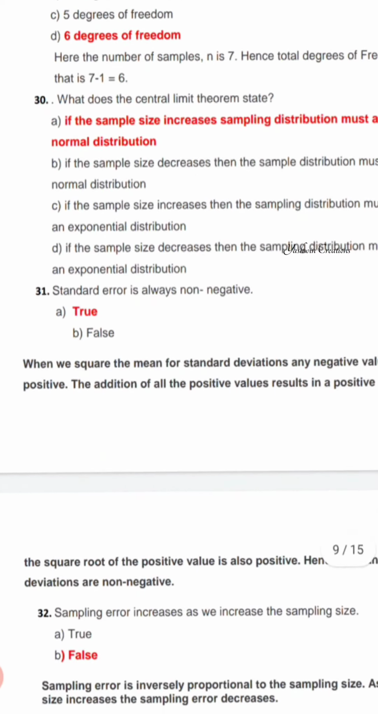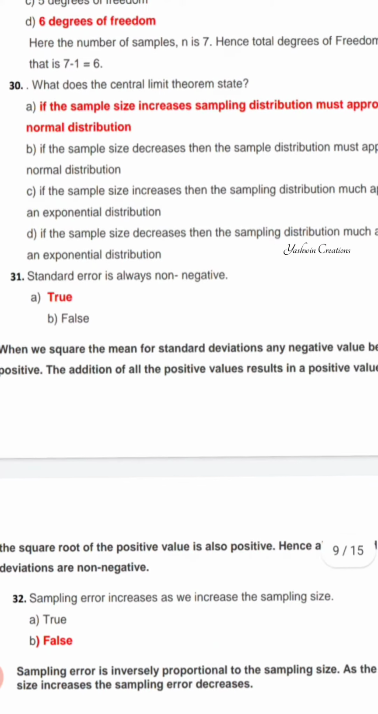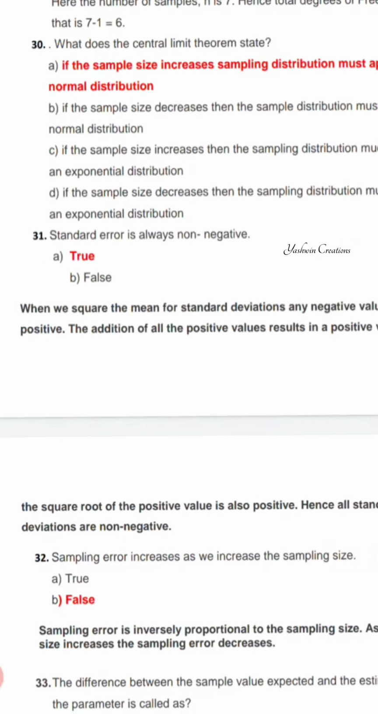Sampling error increases as we increase the sampling size? Sampling error is inversely proportional to the sampling size. So as we increase the sampling size, the sampling error will not increase, it will decrease because it is inversely proportional.